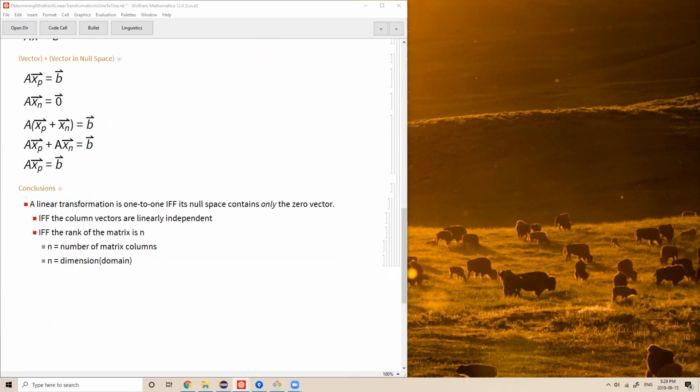Our conclusion is that a linear transformation is one-to-one if and only if its null space contains only the zero vector. And that's the case if and only if the column vectors are linearly independent. And that's the case if and only if the rank of the matrix is n, where n is both the number of matrix columns and the dimension of the domain.